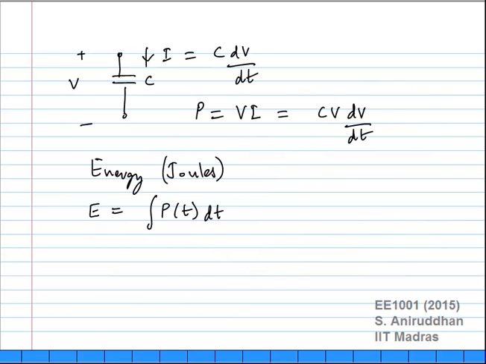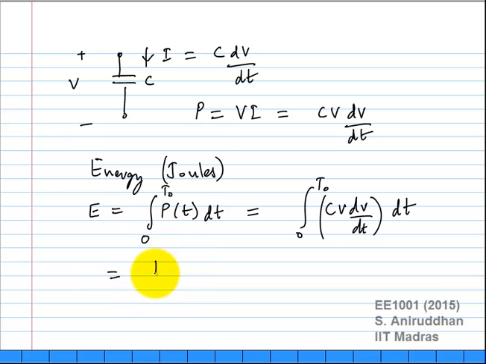Energy, on the other hand, is an integrated quantity, which is nothing but the integral of P of t dt. So the energy dissipated over a time t naught is the integral from 0 to t naught of P of t dt. What is that for a capacitor? It's the integral from 0 to t naught of P of t. So what is this? Correct? This is half C into V squared of t naught minus V squared of 0. Isn't that right? You've already seen this, right? The energy stored in the capacitor is half C V squared.